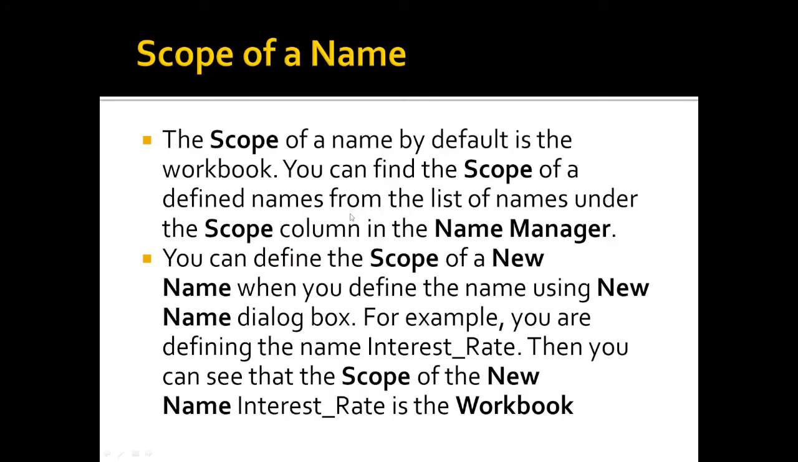Scope of a name. The scope of a name by default is the workbook. You can find the scope of defined names from the list of names under the scope column in the name manager. You can define the scope of a new name when you define the name using the new name dialog box. For example, if you're defining the name interest rate, you can see that the scope of the new name interest rate is the workbook. So that's the default.